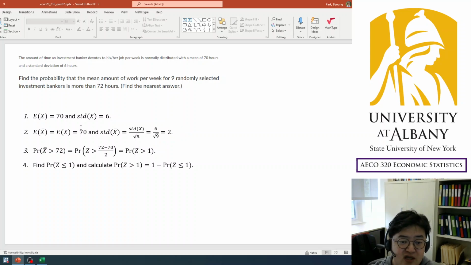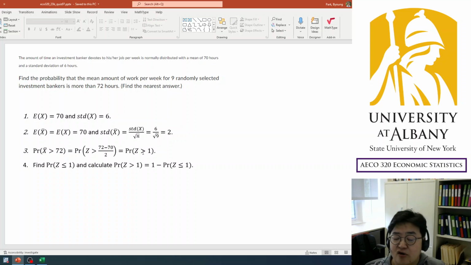And using 70 and 2 as parameters for the normal distribution, you can standardize this probability. What is the probability that the average amount of work per week is more than 72 hours? Like this. Standardize by subtracting the mean and dividing by the standard deviation, you get 1. Okay, so this is the standardization step. Finally, in the final step, you need to convert this probability to a cumulative probability.